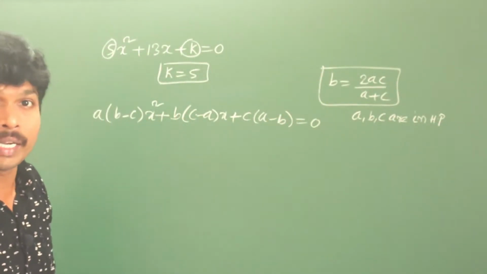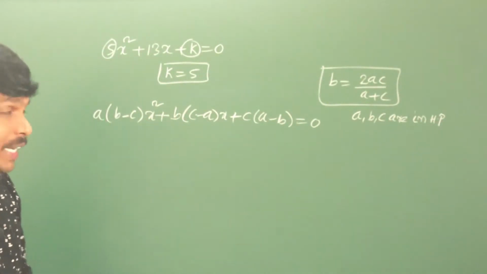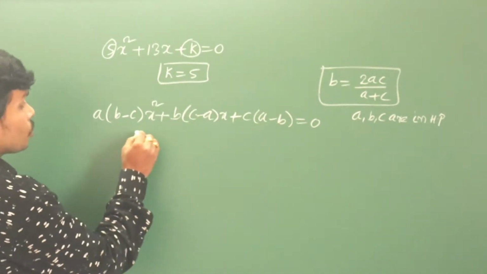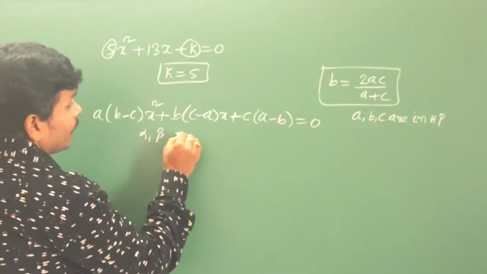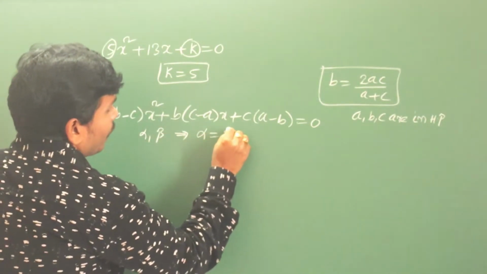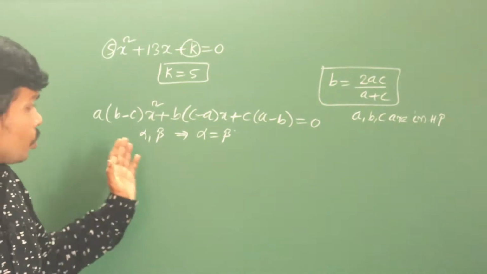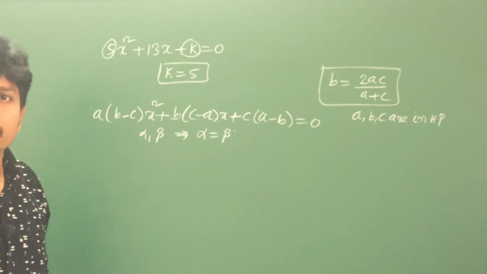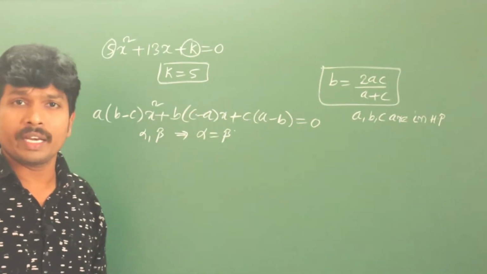So how to prove it? By using the given information. What is given? The roots of this equation are equal. Suppose these roots are alpha, beta, then according to the problem alpha is equal to beta. Roots are equal. But do you know the roots of this equation, anyone?